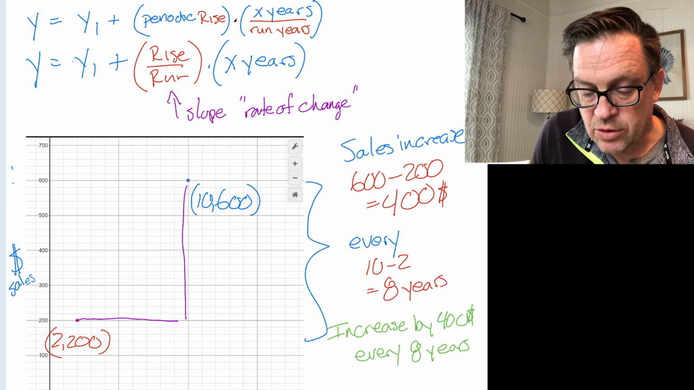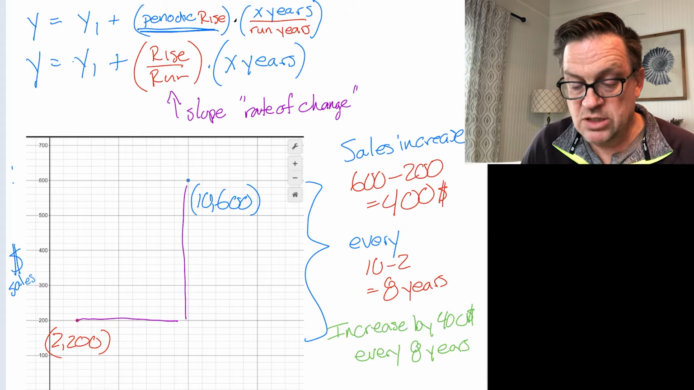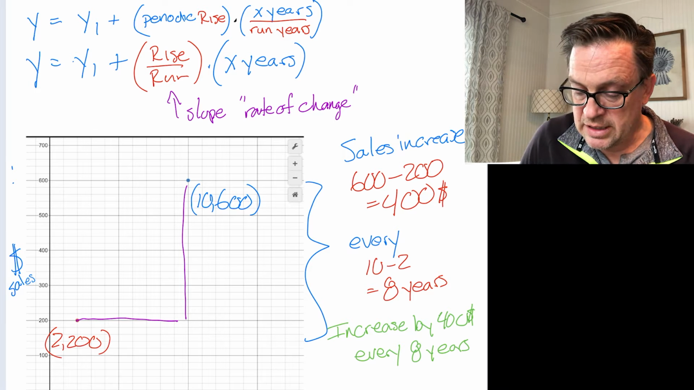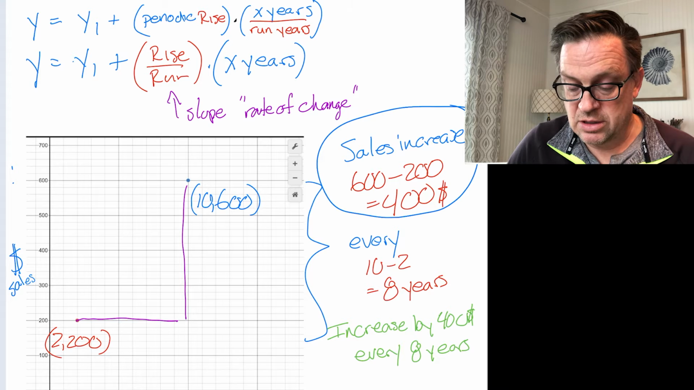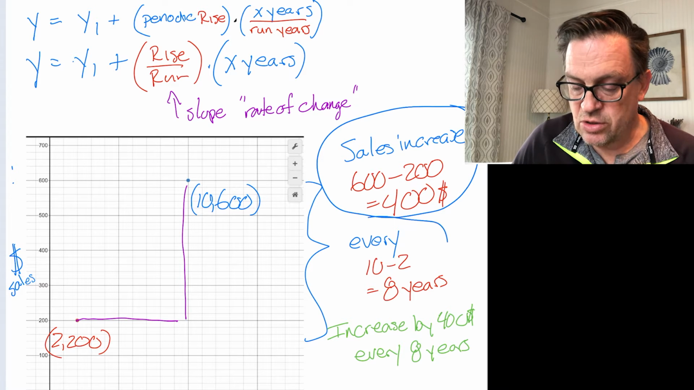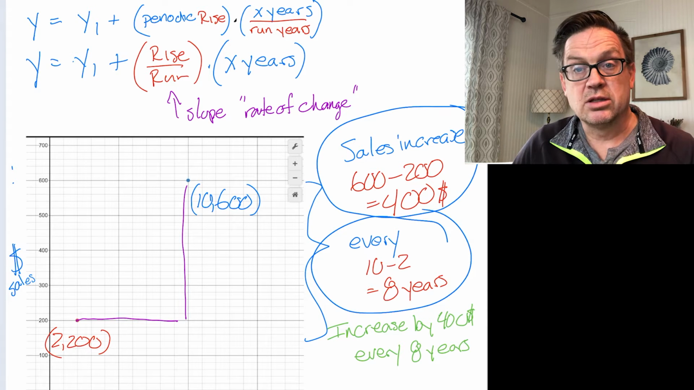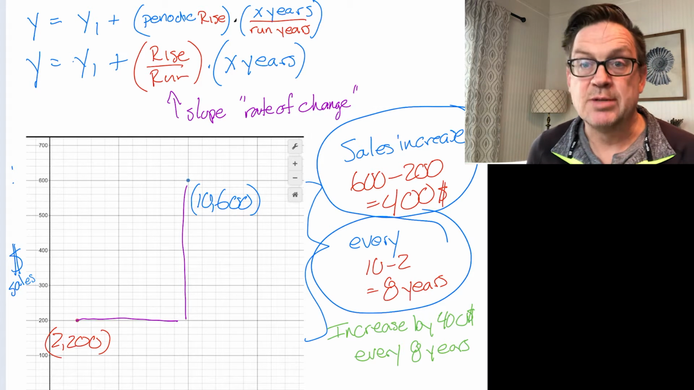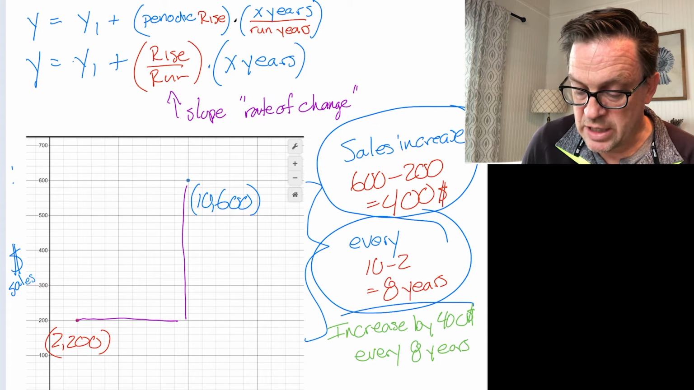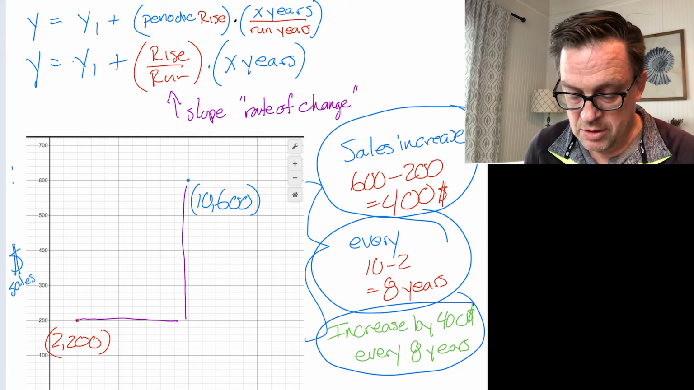So I can talk about the periodic rise, and what that means, the way to describe this chart is my sales increased by $400, and it took 8 years to do that. And so if I assume that rate is constant, every 8 years, my sales increase by $400. So that's the way I can describe that growth.